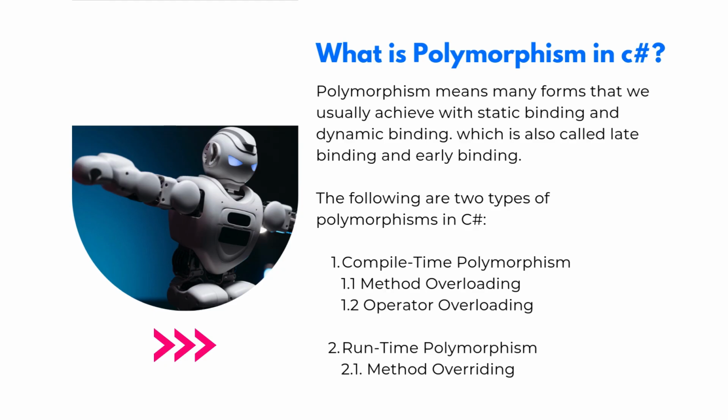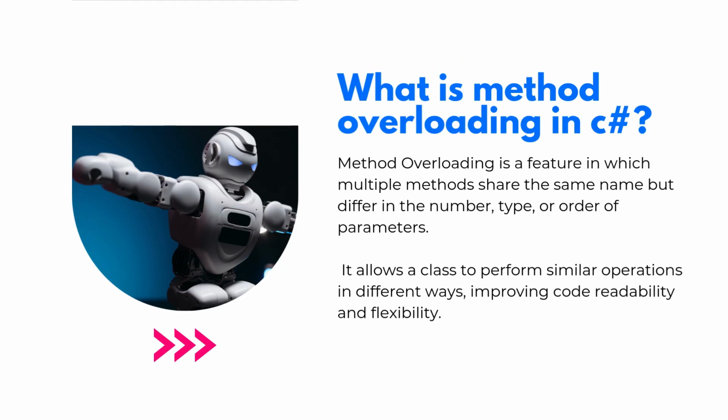What is method overloading in C#? Method overloading is a feature in which multiple methods share the same name but differ in the number, type, or order of parameters. It allows a class to perform similar operations in different ways, improving code readability and flexibility.